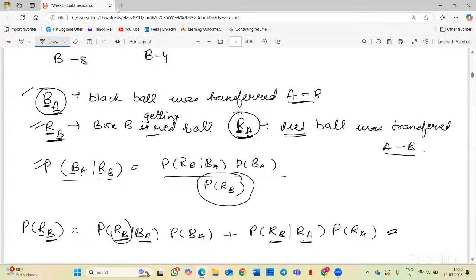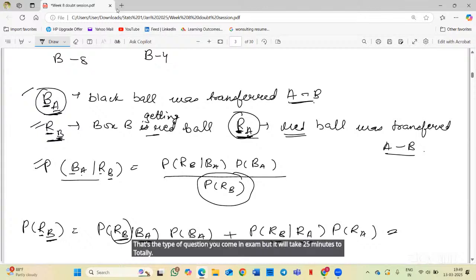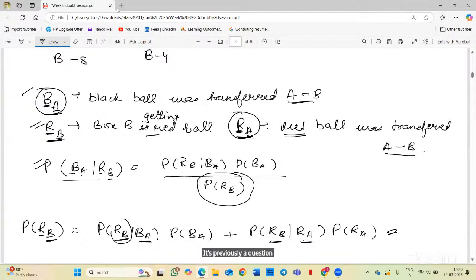This type of question will come in exam because it will take 25 minutes. It's a previous year question only, so it can come. The understanding of the question is taking more time rather than the solution. Yeah. So basically these types of questions need practice. It will be better if you can solve this, ma'am.